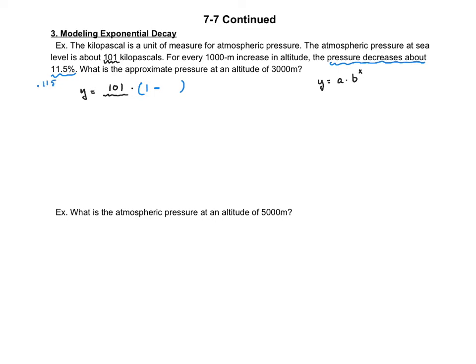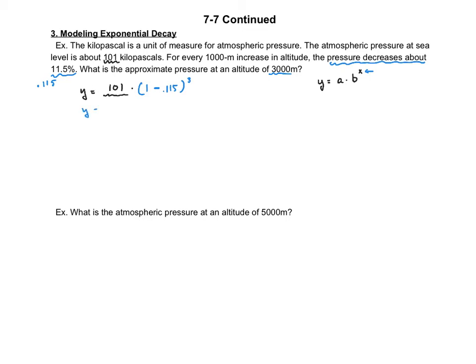0.115 as a decimal. So the value of 100% of our stuff is going to be 100% minus the 0.115, and it's going to be raised to the power. Well, x here is going to be my time, and they told me the approximate altitude of 3,000. Well, if it changes every 1,000 and our altitude is going to 3,000, then we know that it is going to happen 3 times. So there we go.